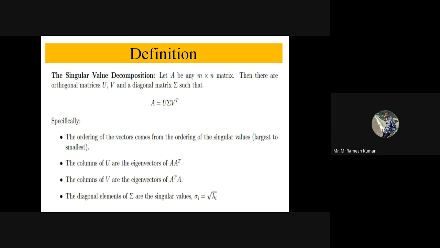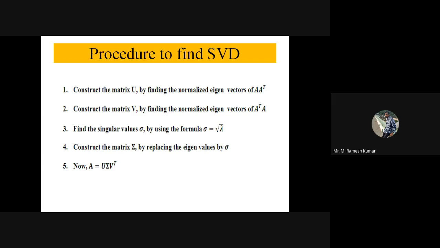We can write a rectangular matrix in terms of two orthogonal matrices U and V and a diagonal matrix sigma. So U consists of eigenvectors of A into A transpose and V consists of eigenvectors of A transpose A. What is sigma? The diagonal elements of sigma are singular values, not eigenvalues. This is a very important point. So what are singular values? Simply the square root of eigenvalues.